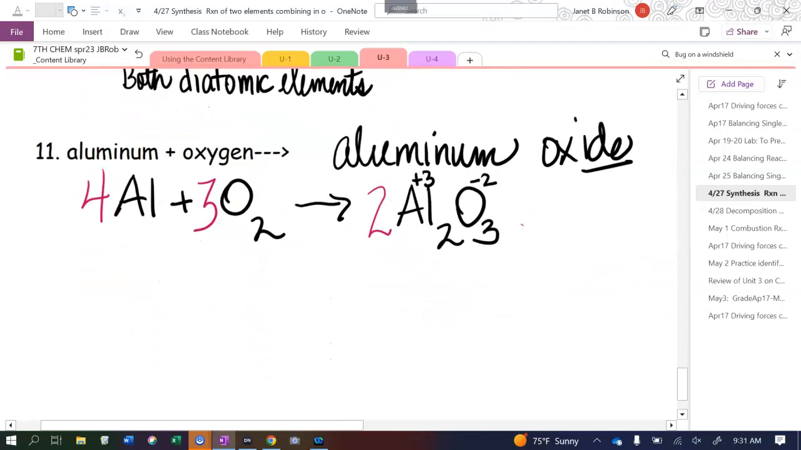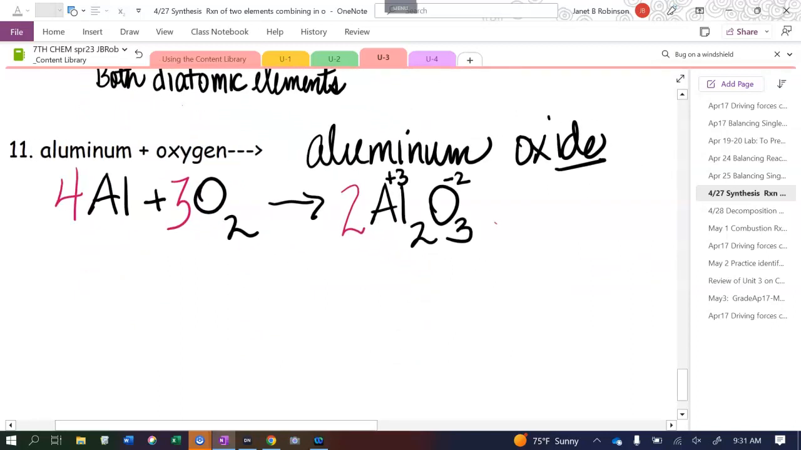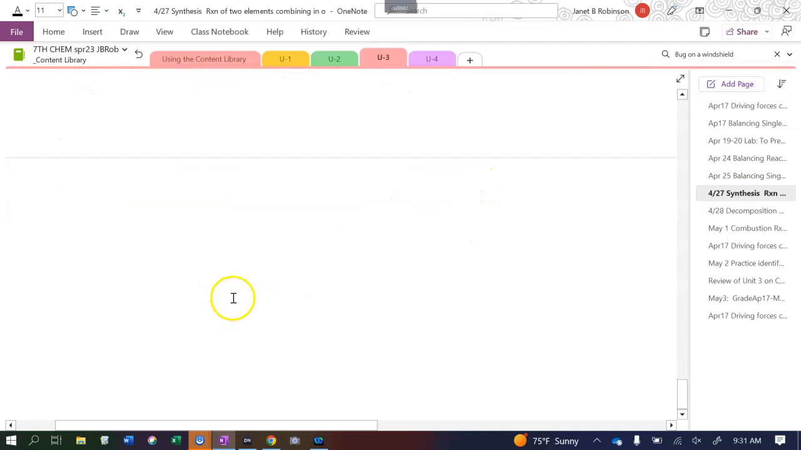And then finally, this is the one a lot of people missed. Aluminum plus oxygen forms aluminum oxide. We never bring things across. We have to refigure out the formula when it gets to the other side of the arrow based on its charges. Oxygen is -2, aluminum is +3.